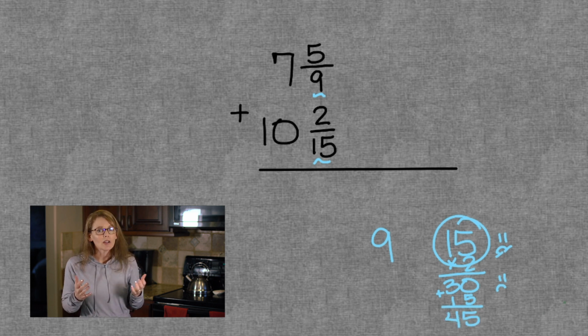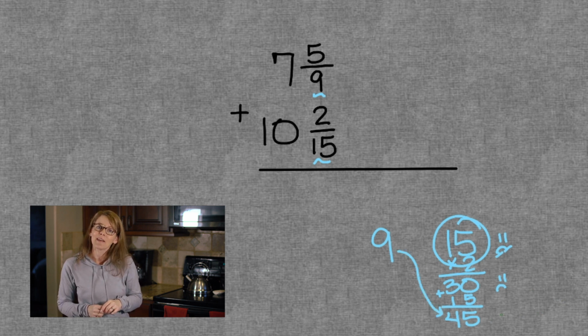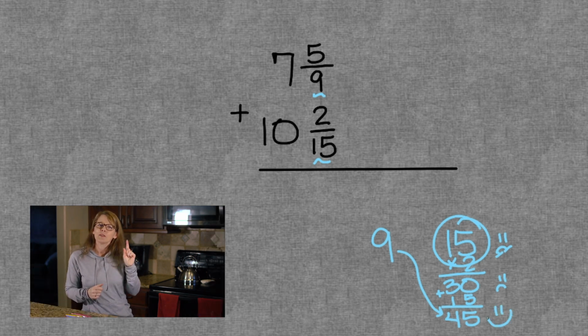And now, does 9 go in evenly to 45? Yes, because 9 times 5 equals 45. We have a winner, friends. It makes me want to put a gold star by it. But don't let me get too distracted because we still have a math problem to do. So back to our original problem.